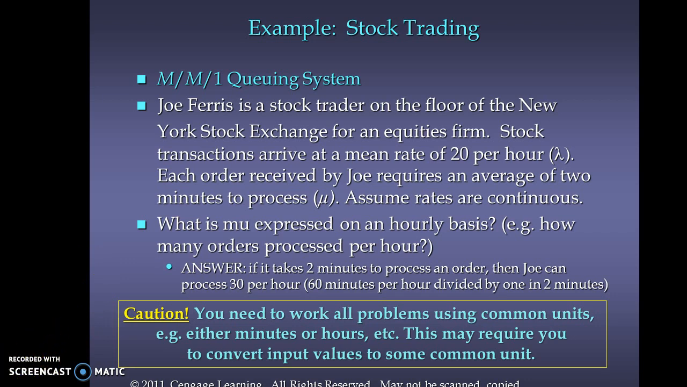All right, let's go through this example, an MM1 queuing system, where Joe Ferris is a stock trader at the stock exchange. The transactions arrive at a mean rate of 20 per hour. So let's understand that to be lambda. Each order requires an average of 2 minutes to process. Assume they're continuous. So let's get familiar. What is mu, the service rate, expressed on an hourly basis?